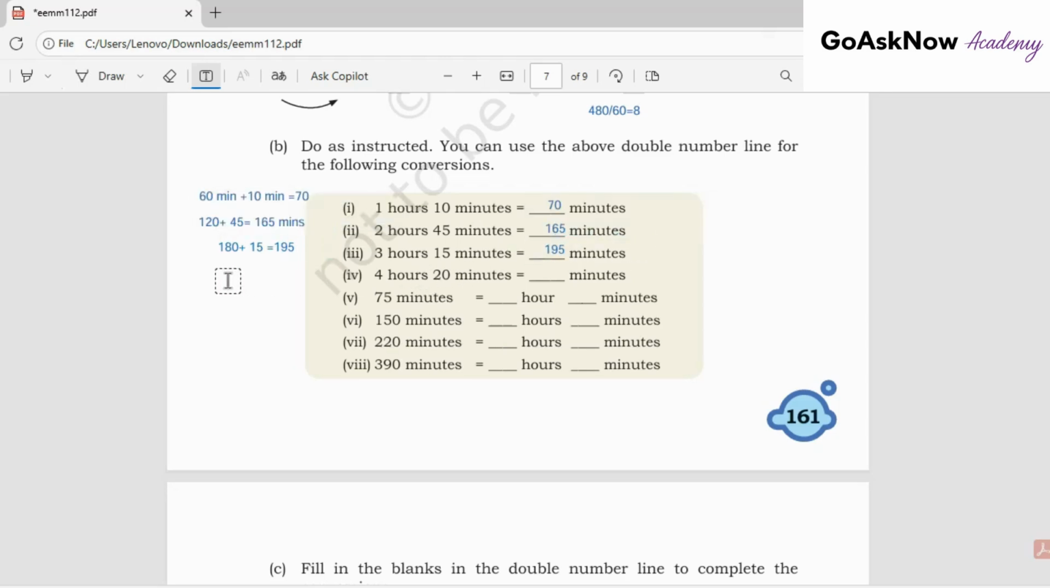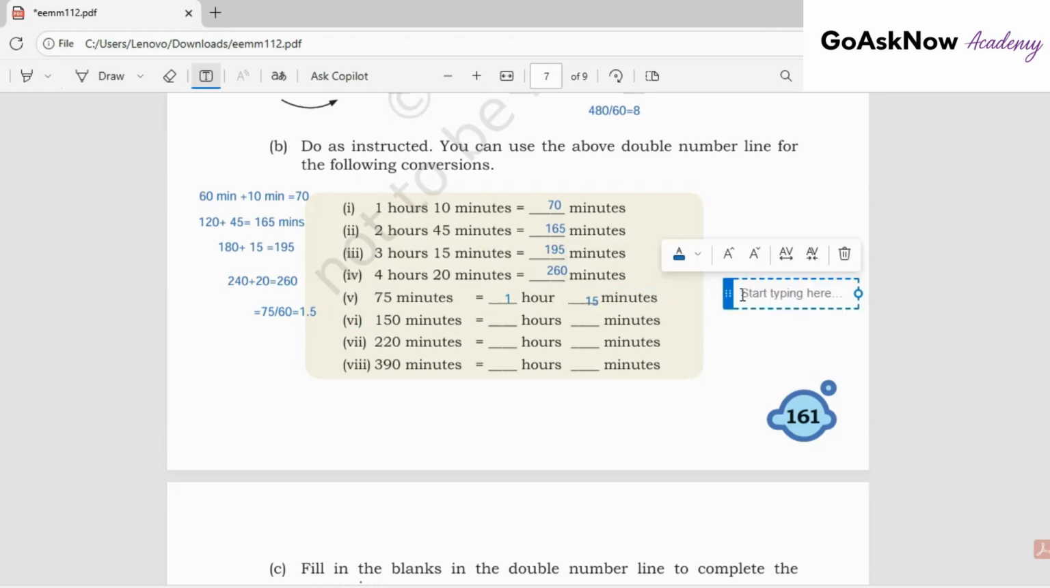And 4 hours, which is 4 into 60, which is equal to 240 plus 20, which is equal to 260 minutes. The answer is 260. Now 75 minutes. 75 divided by 60, which is equal to 1.5. That means 1 hour 15 minutes.